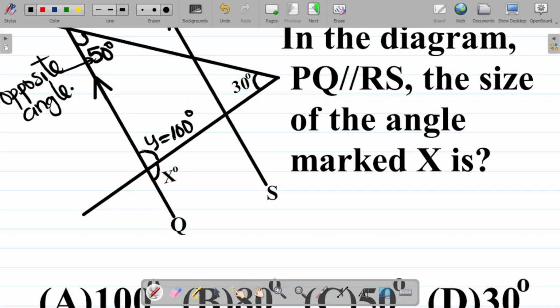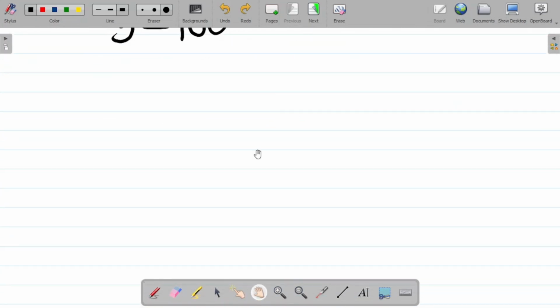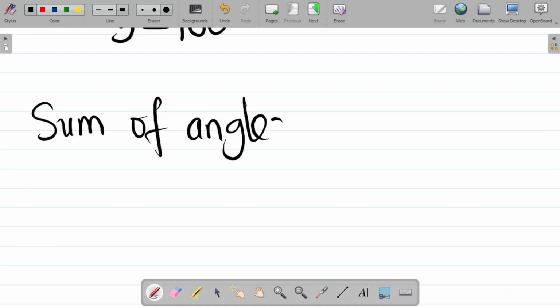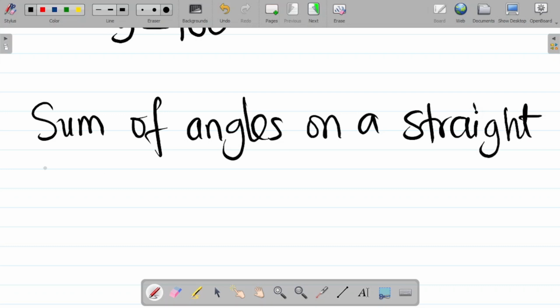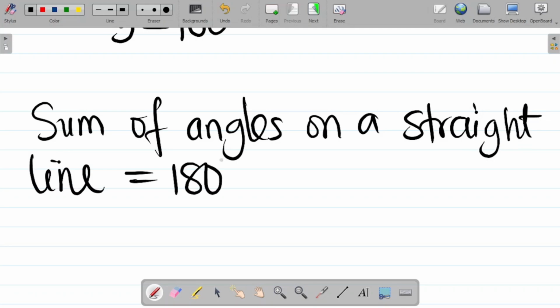Now what do we know? We know that if you look at y plus x, the angle of y plus the angle of x both combine to give you what there? A straight line, which is this straight line here. And we know that the sum of angles on a straight line is equal to 180 degrees, right?